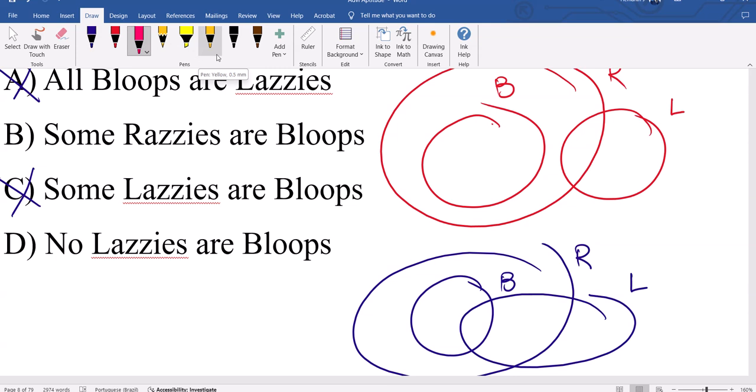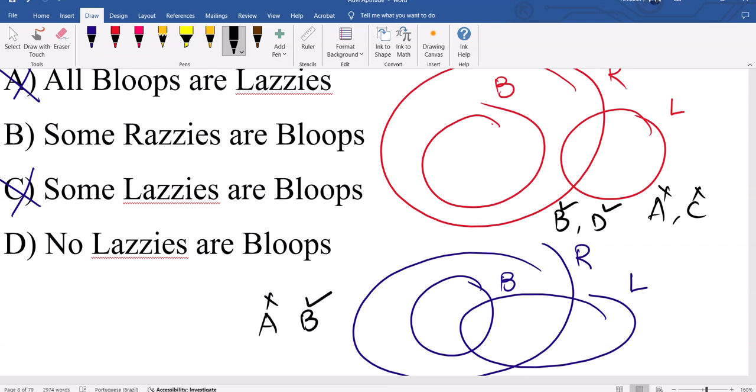So as per the first diagram, we can eliminate A and C. B and D true is what we thought as per the first diagram. But if you see the second diagram, all bloops are lages, A eliminated. Some rages are bloops, yeah, B correct only. C, some lages are bloops, C correct here. D wrong. Now D is eliminated in the second diagram.